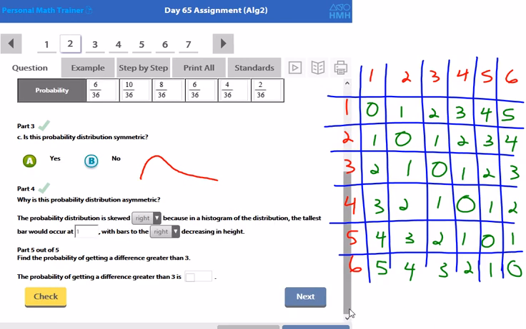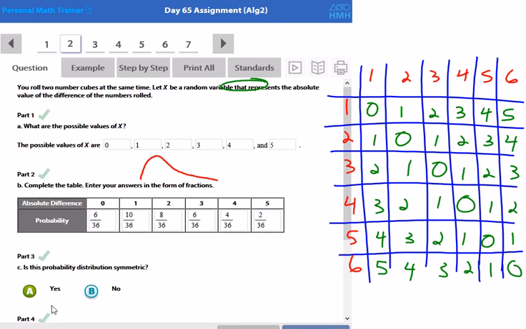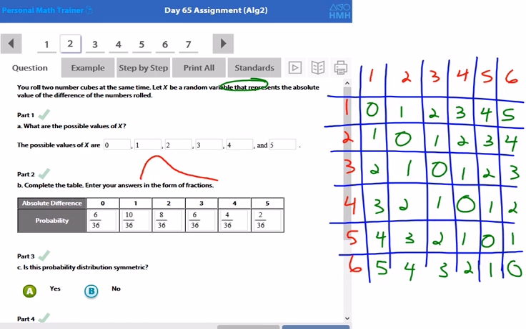Find the probability of getting a difference greater than 3. Well, greater than 3 is just 4 and 5. If you add those two up, you get 6 out of 36, which should be 1 over 6. They might even take 1 over 6, but I'll just leave it as 6 out of 36. And that's correct.